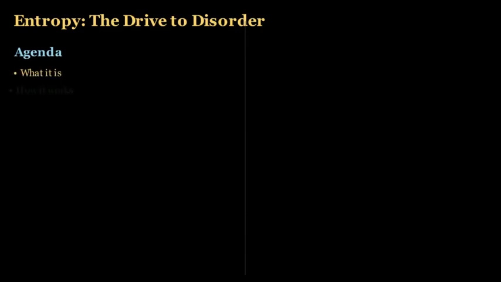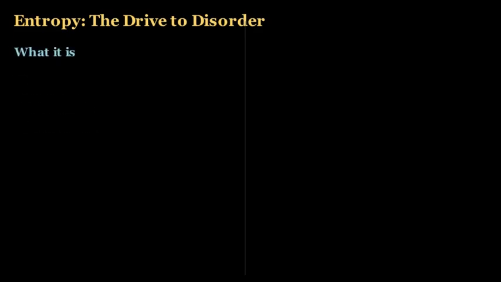First, we'll define what entropy actually is. It's more than just messiness. Then we'll look at how it works, using the idea of probability. We'll do a worked example, calculating the entropy change when a solid dissolves. And finally, we'll clear up the biggest mistake people make about the second law.